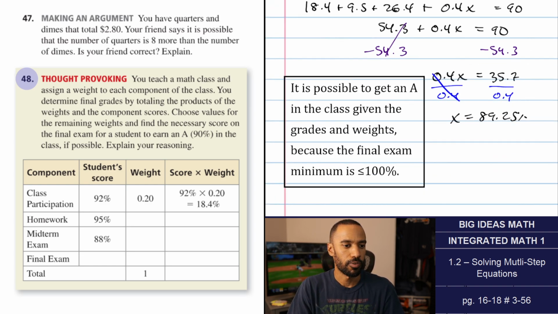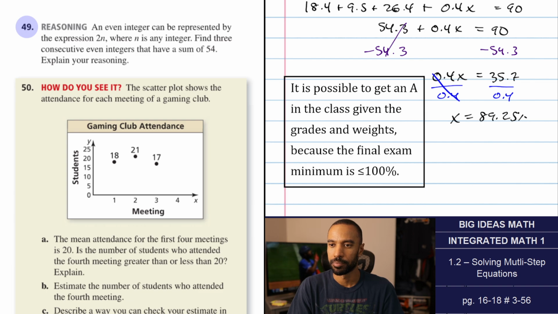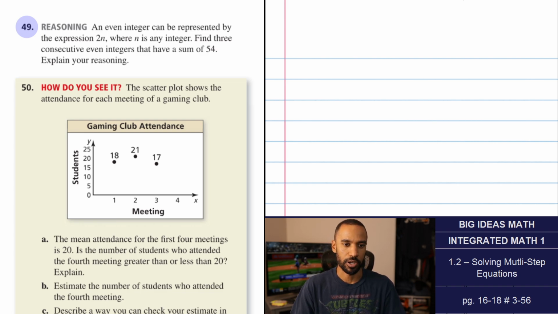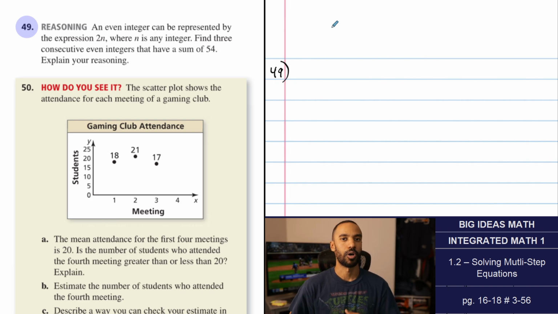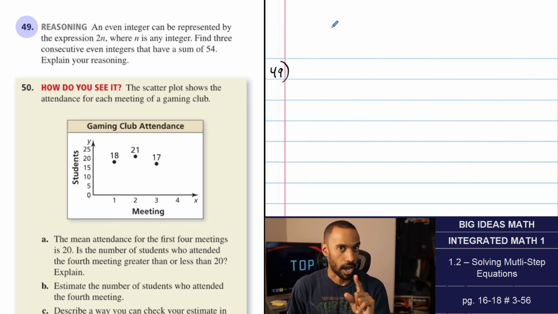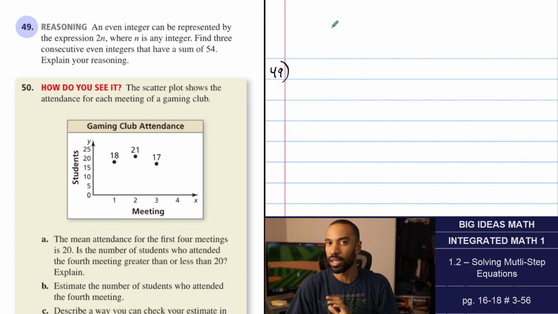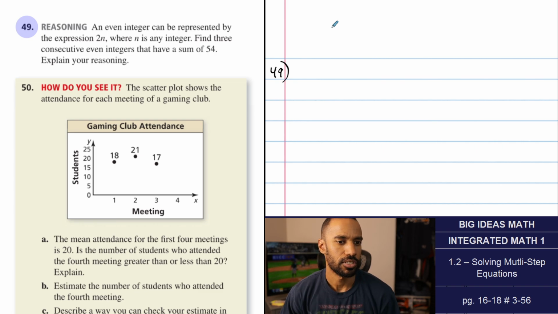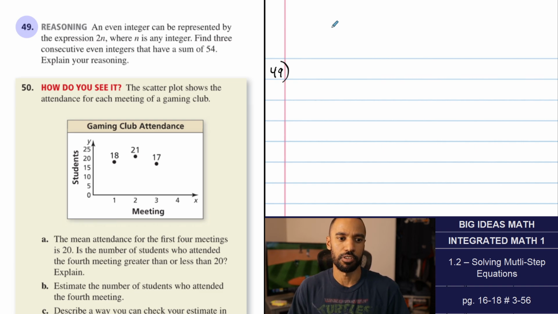Okay, let's move on to number 49. Reasoning. An even integer can be represented by the expression 2n, where n is any integer. Yes, that makes sense. If I have a whole number, 2 doubled is 4. 3, an odd number, doubled is 6. No matter what integer you have, once you double it, it becomes even. Find 3 consecutive even integers that have a sum of 54. Explain your reasoning. Well, let's take a look at this.